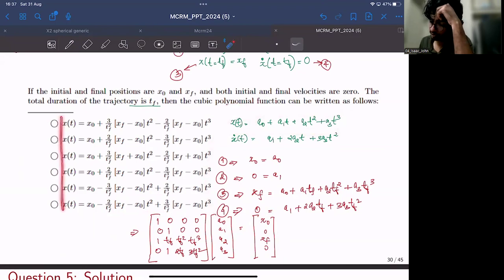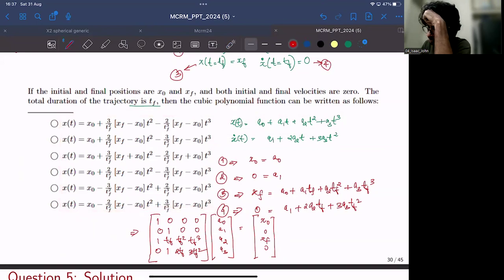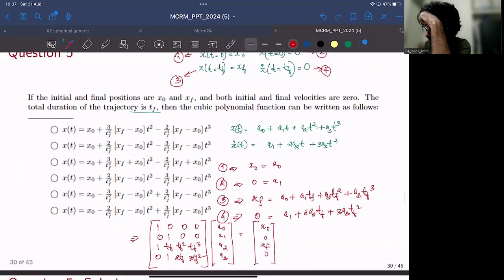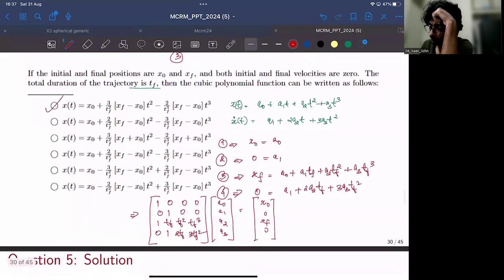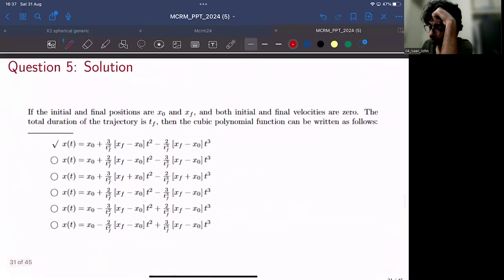It should be one of these 6 equations. And I believe the correct answer should be option A, I suppose. Question 5, I think it should be option A. Okay, that is indeed the correct option.